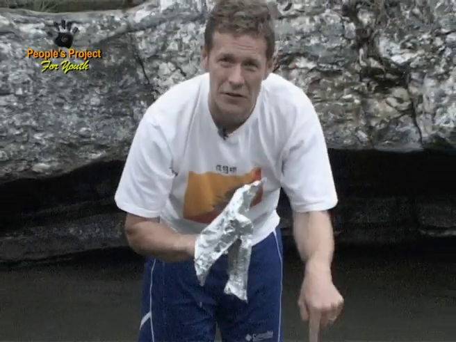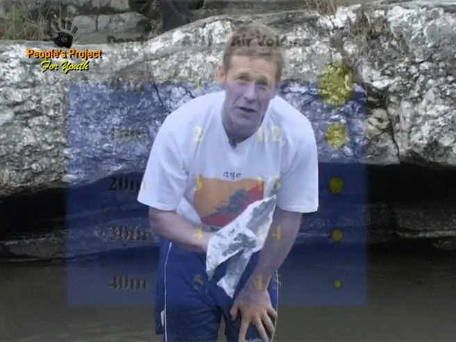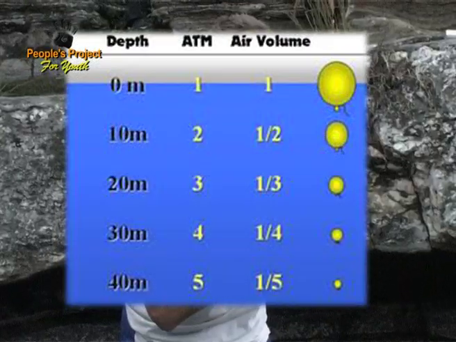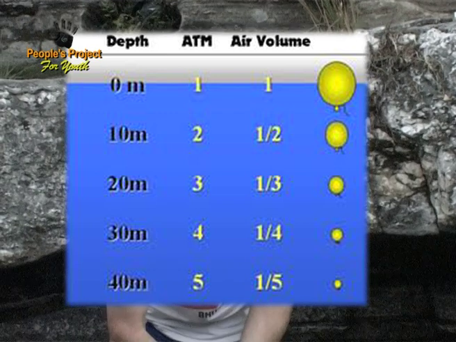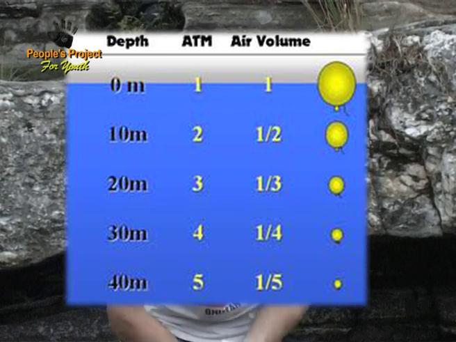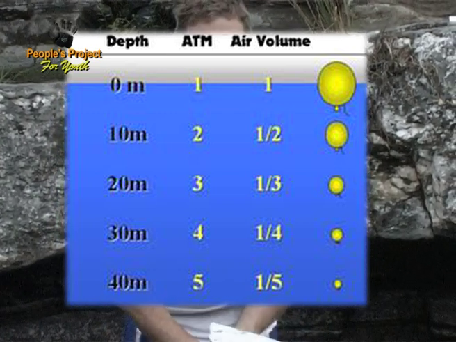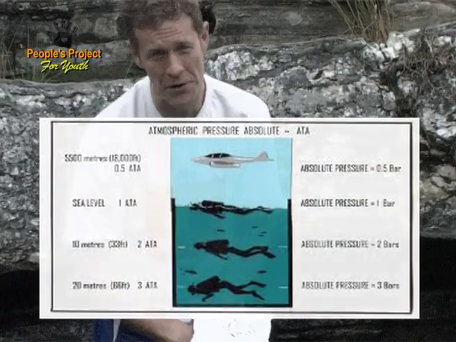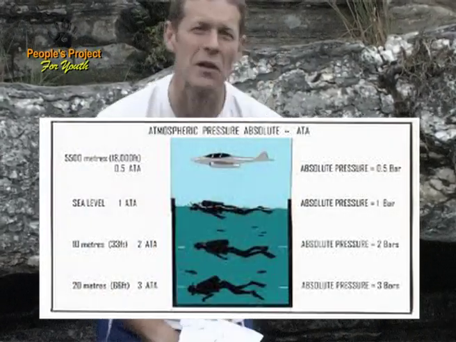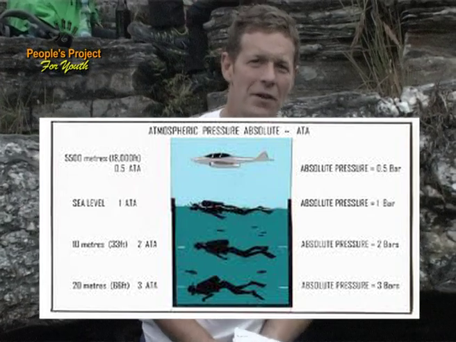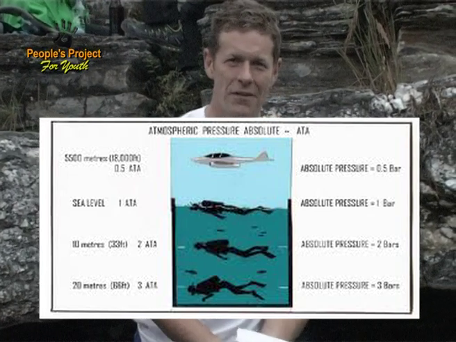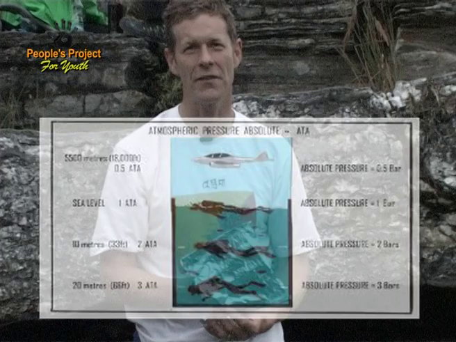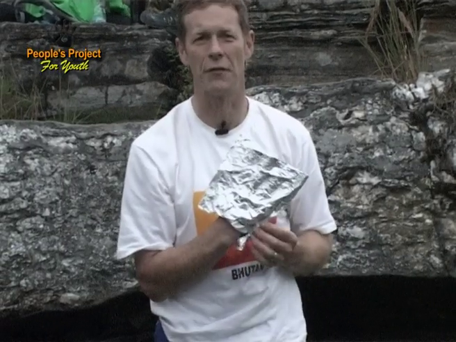Every 10 meters below the surface is another atmosphere of pressure. So we start above the water at 1 atmosphere of pressure. 10 meters below the water, we are at 2 atmospheres of pressure. 20 meters below the water, we're at 3 atmospheres of pressure, and so on. So you can imagine that divers have to be very careful of this, the people swimming under the water.